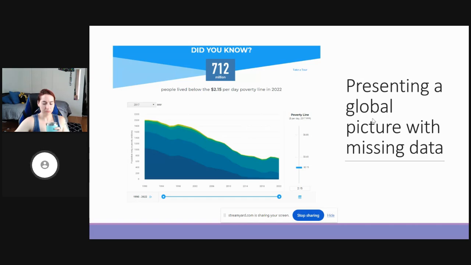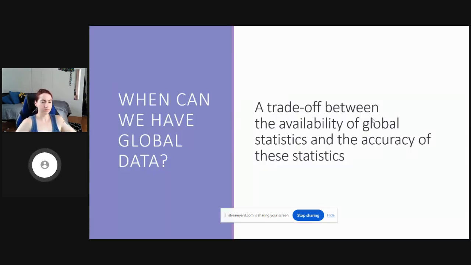And for that remaining 10%, we do have to come up with some kind of assumptions, use some imputations from previous data that we have, from neighboring countries, or perhaps even regional data. So we try our best to make it as complete as possible, but it is always based on some amount of assumptions. But one thing to note is when we have a global statistic, the availability of it has a pretty significant trade-off with accuracy of these statistics.